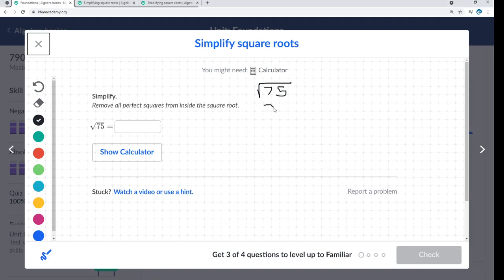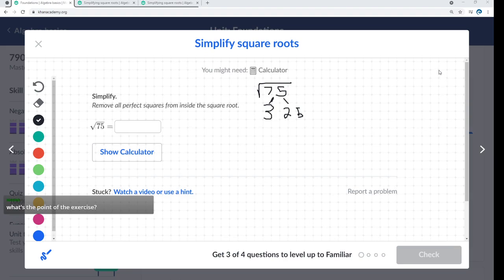Okay, so we have 3 and 25. Divided by 3, that doesn't work. That gets us a decimal. What's the point of the exercise? It is to remove all perfect squares from inside of the square root. That's what we're trying to do. We're removing all of the perfect squares.